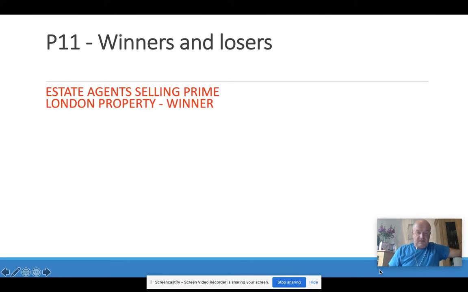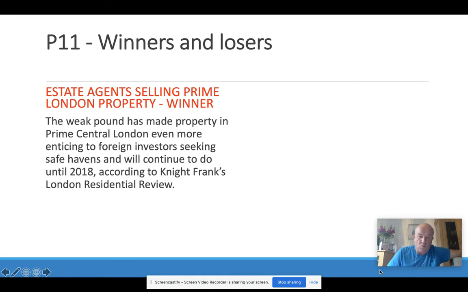Next thing then, estate agents selling prime London property. Many of their clients are investors from abroad, so they are going to be a winner simply because we've got a weaker pound that's made property in prime central London even more enticing to foreign investors seeking safe havens, and will continue to do so. That was just an example from the 2018 review that Knight Frank, a big London estate agency, carried out.